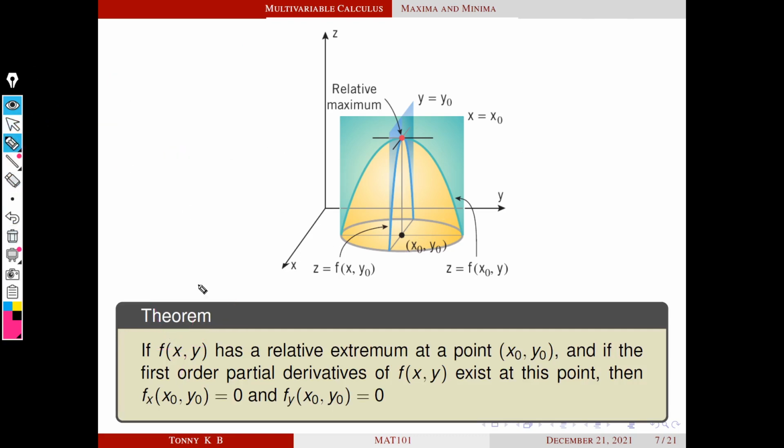This is the result. If f(x,y) has a relative extremum, either relative maximum or relative minimum at a point (x0, y0), and if the first order partial derivatives of f(x,y) exist at this point, then fx and fy at (x0, y0) both are 0. This is one necessary condition. If f has a relative extremum at a point and f has first order partial derivatives, then the derivative should be 0. Okay, and this is the geometry behind this result.